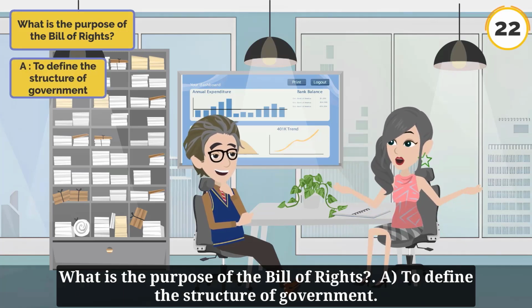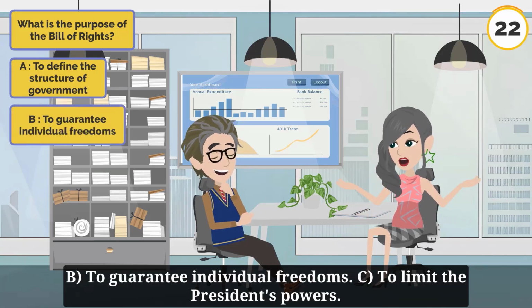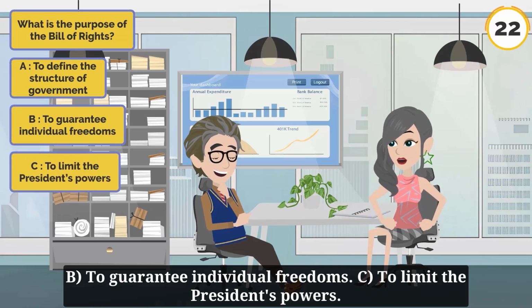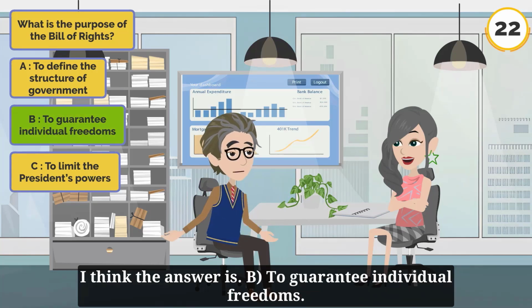Question 22. What is the purpose of the Bill of Rights? A. To define the structure of government. B. To guarantee individual freedoms. C. To limit the president's powers. I think the answer is B. To guarantee individual freedoms.